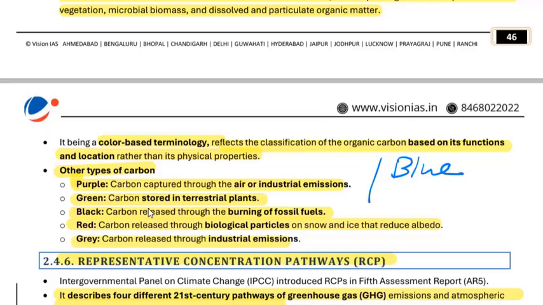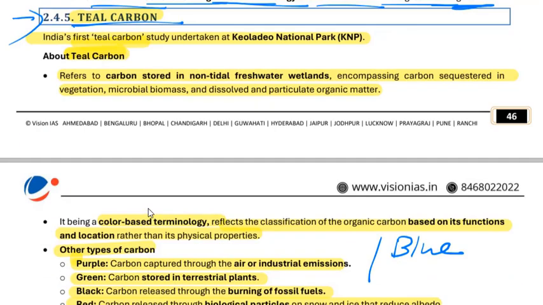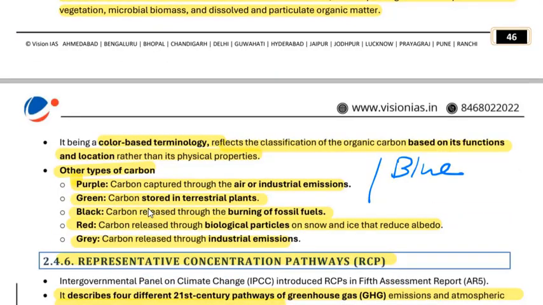So more carbon types are also there, like one is also blue carbon. You may have heard about this blue carbon. The carbon which is stored in the marine and the coastal ecosystem like mangroves, salt marshes, these are called blue carbon. And here it is teal carbon. Teal carbon, you understood, is stored by the freshwater ecosystem. Okay, let's move to the next.